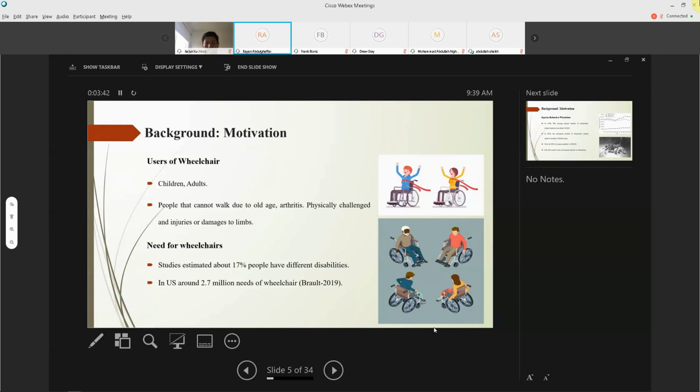Need for the wheelchair. The number of people needing a wheelchair is increasing over the years. Nowadays, a study estimated about 17% of the people in the world have different disabilities. In the US, around 2.7 million people need a wheelchair.